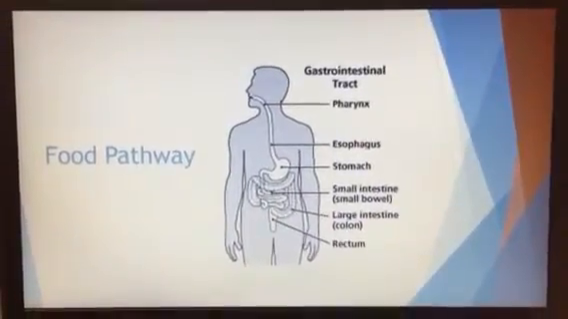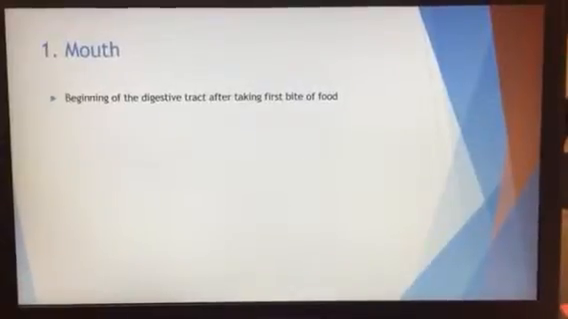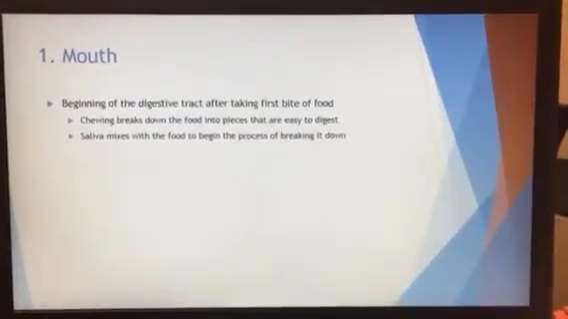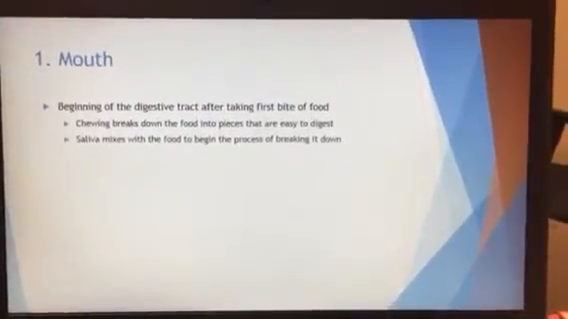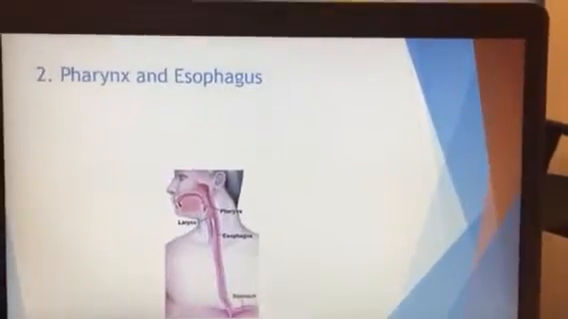Alright, so on to the food pathway. First of all, the mouth is the beginning of the digestive tract after taking the first bite of food. The chewing breaks down the food into pieces that are easy to digest. Saliva mixes with the food to begin the process of breaking it down.